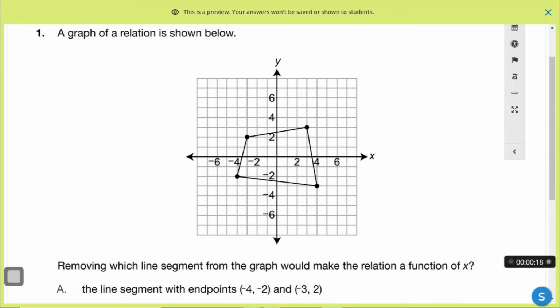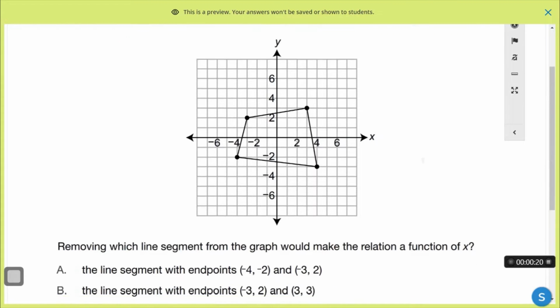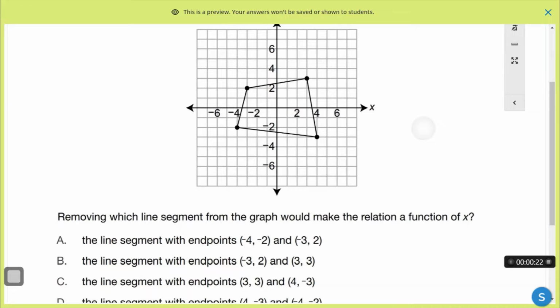A graph of a relation is shown below. All right, we've got our relation there. It looks like a nice little quadrilateral. And then it says, removing which line segment from the graph would make the relation a function. Well, remember when we're determining whether or not a relation on a graph is a function, we're going to use something called the vertical line test. The vertical line test is if you can draw a vertical line at any point and it hits the relation more than once, then it is not a function.